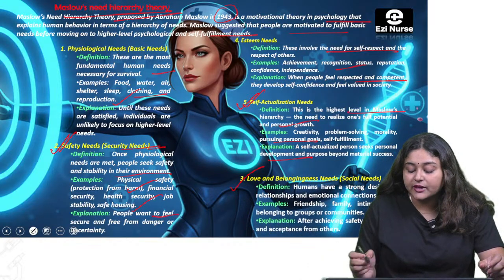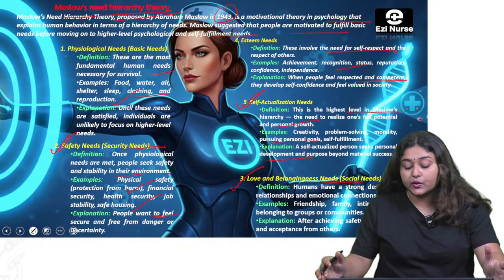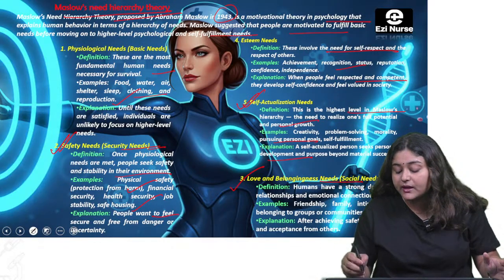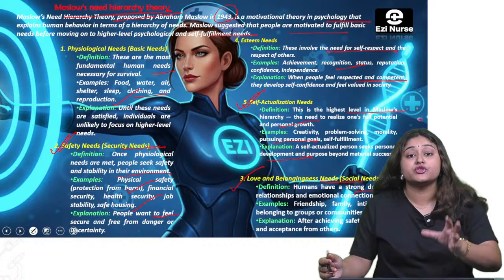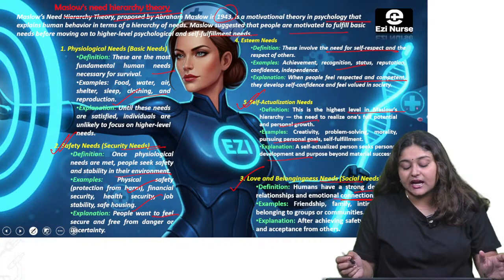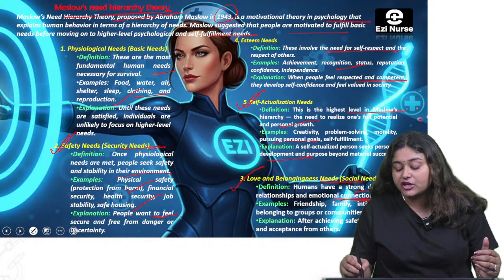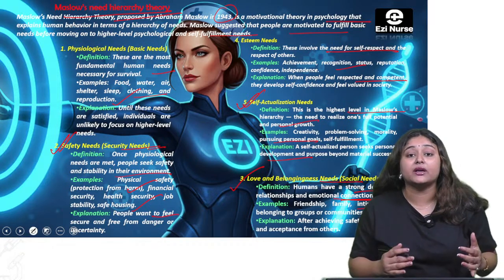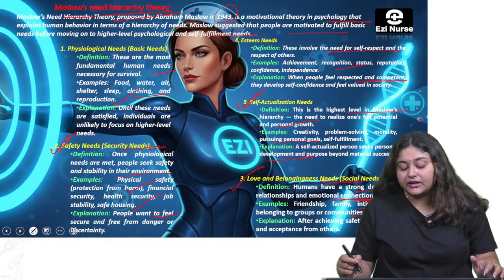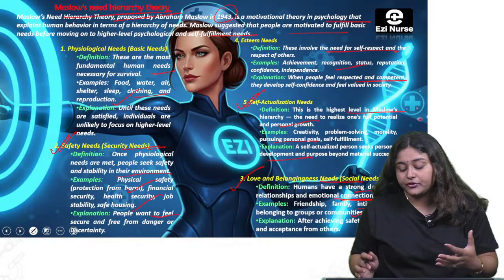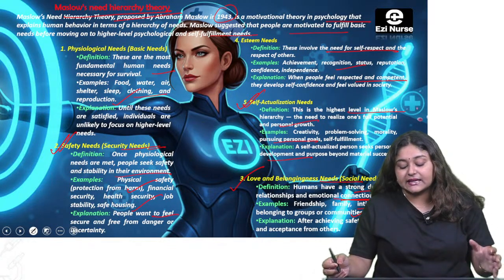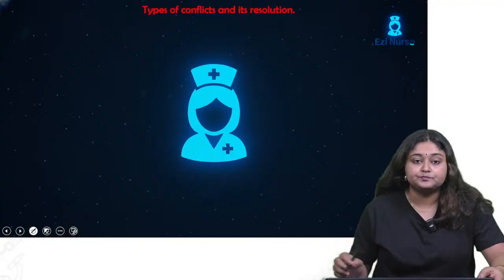Now come to the love and belongingness needs, that is the social needs. Okay, so in this, what is the definition? Humans have a strong desire for social relationships and emotional connection. So examples like friendship, family, intimacy, affection, belonging to groups or communities. Next is the explanation. So after achieving safety, people seek love and acceptance from others.